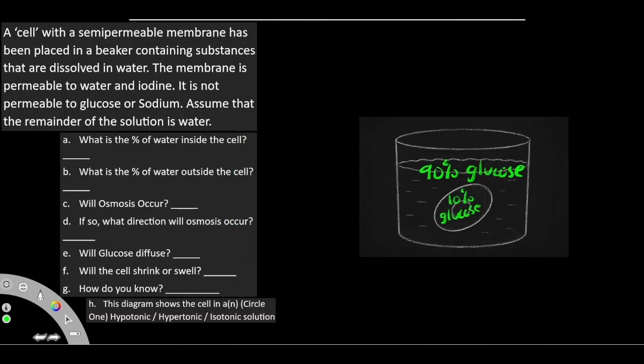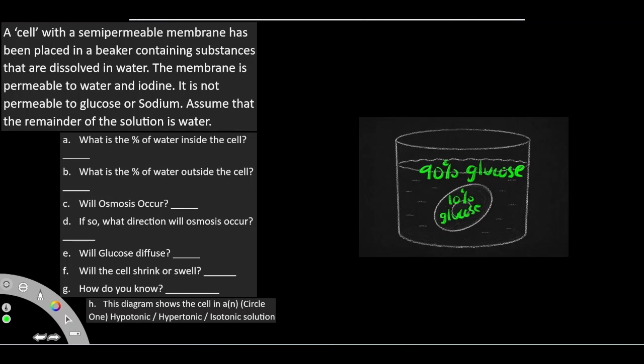All right, let's look at this question here to end it off. A cell with a semi-permeable membrane, so this is your cell, right? That's the membrane on the outside, has been placed in a beaker containing substances that are dissolved in water. Obviously, the water is on the outside over here, right? The membrane is permeable to water and iodine. It is not permeable to glucose or sodium. Assume that the remainder of the solution is water. So pause the video, give this a try yourself.